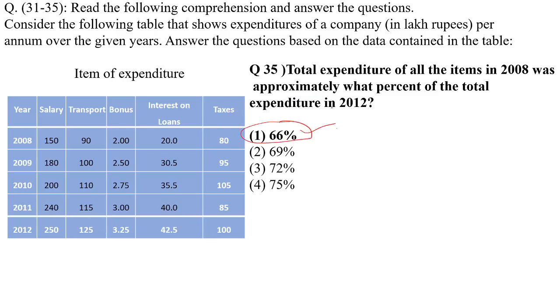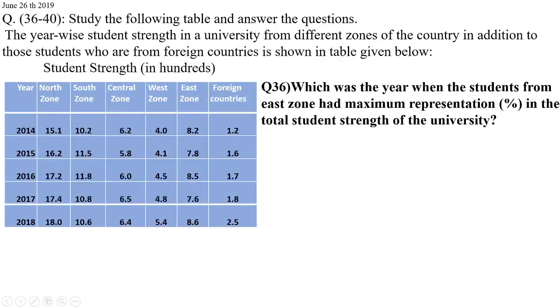66%. Next question. So now we will discuss the questions from 36 to 40. There are different questions, right? Asked in June 26th, 2019. Study the following table and answer the questions. The year-wise student strength in a university from different zones of the country, in addition to those students who are from foreign countries, is shown in the table given below.